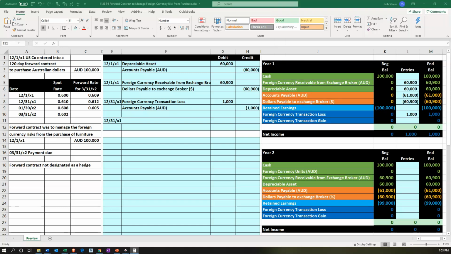And that's kind of why we did it, because we did the forward contract to manage the foreign currency risks. So you would think these two would generally offset, gain and loss offsetting to some degree. So we're going to say, all right, now we've got the receivables going up, and then the other side is going to go to the gain.